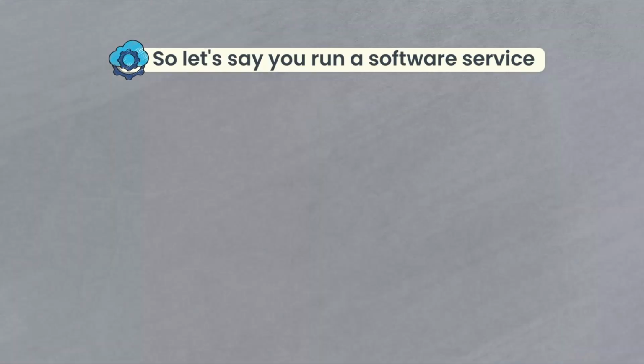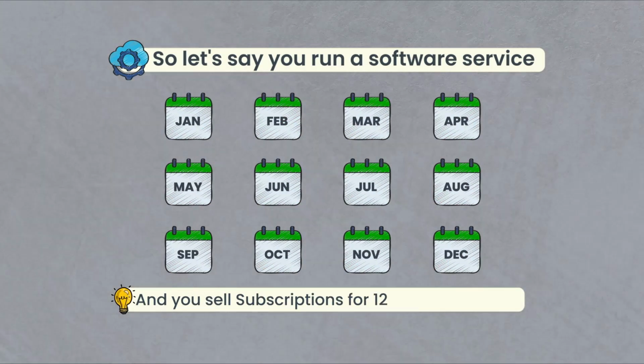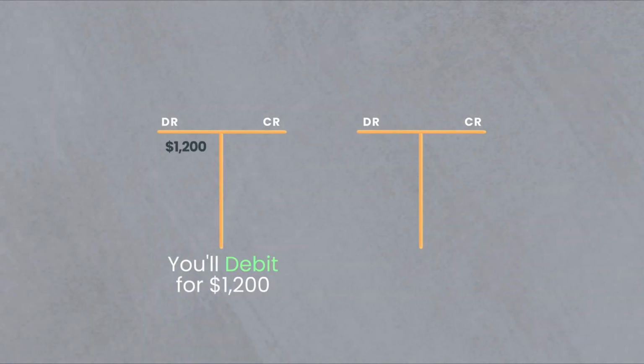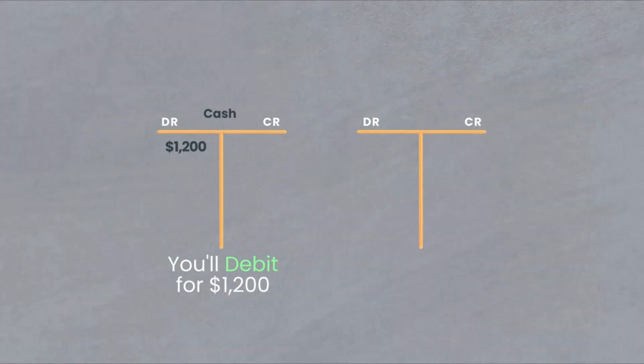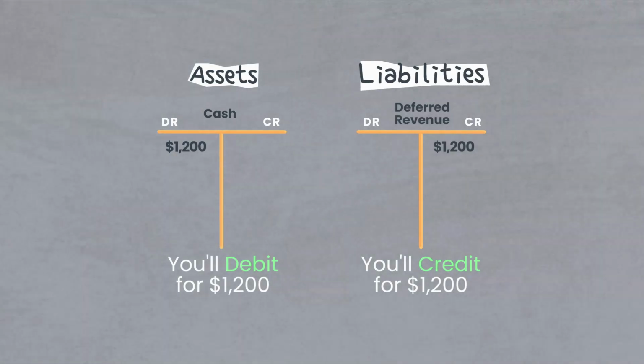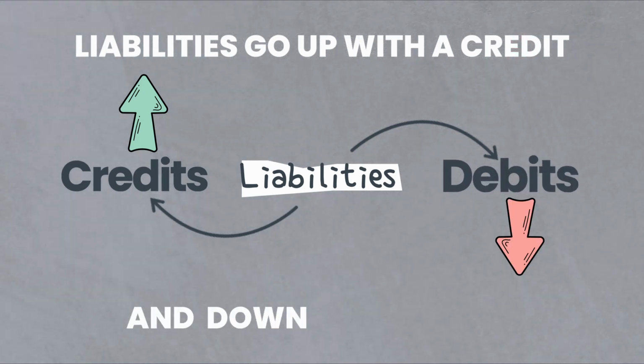So let's say you run a software service and you sell subscriptions for a 12-month period. If a customer prepays for all 12 months or owes you money for their subscription, you would debit the asset account, in this case cash or accounts receivable, and then you would credit deferred revenue, which is a liability, since it's something that you owe. Remember, liabilities go up with a credit and down with a debit.